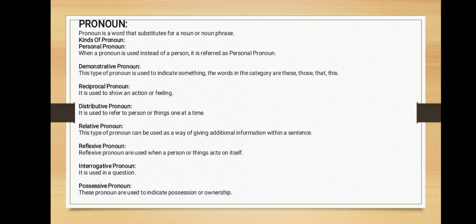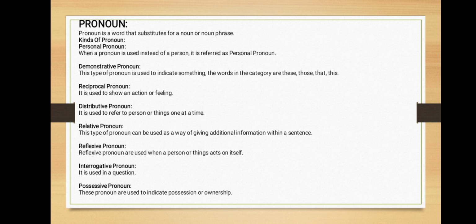Let's discuss one by one. Personal pronoun. When a pronoun is used instead of a person, it is referred to as a personal pronoun. It can be used for first, second, and even third person. Second, demonstrative pronoun. This type of pronoun is used to indicate something. The words in this category are these, those, that, this. Let me tell you an example. These books are not as interesting as those books. As you can see, the use of these and those.